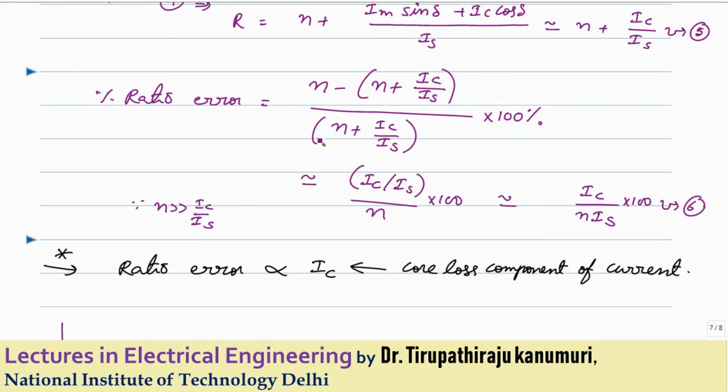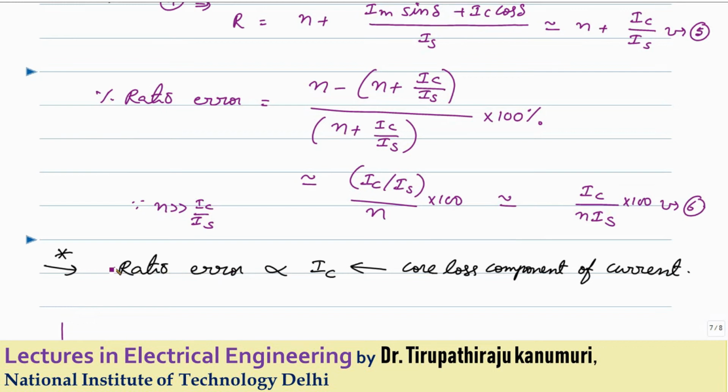In practice, the value of n, the turns ratio, is far greater than Ic by Is, because Ic, the core loss component, is very small compared to Is. So in the denominator I can replace n plus Ic by Is with n, and the numerator becomes Ic by Is. So we get approximately Ic divided by n times Is, into 100. You can see here the ratio error comes from the core loss component of current. That means the ratio error is mainly due to the core loss component of current, or the core losses in the core.